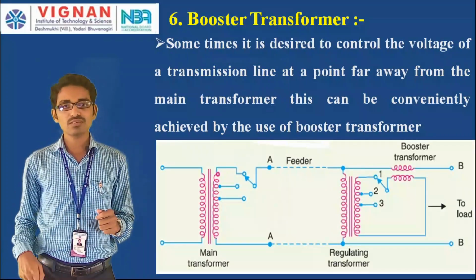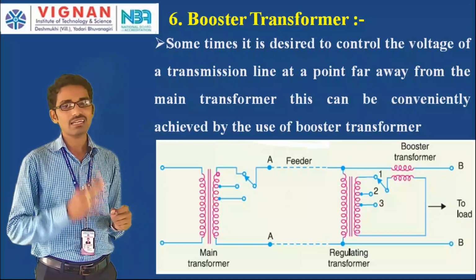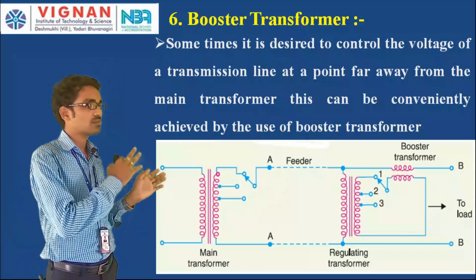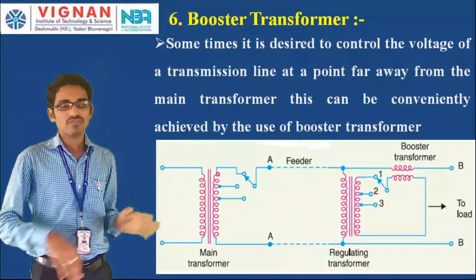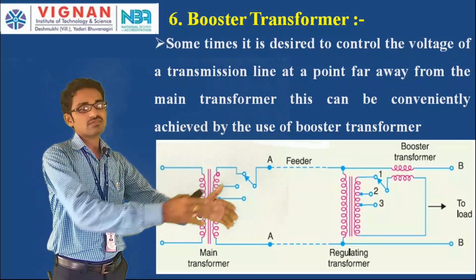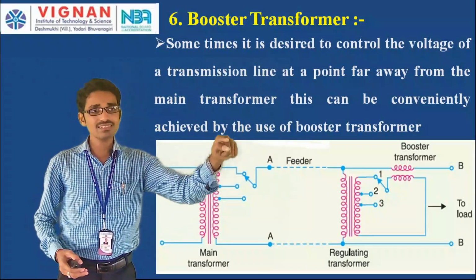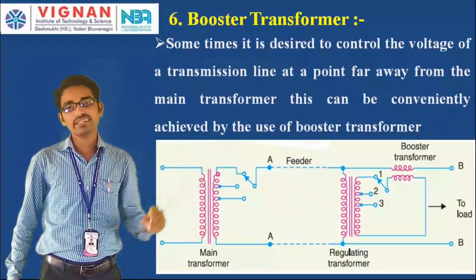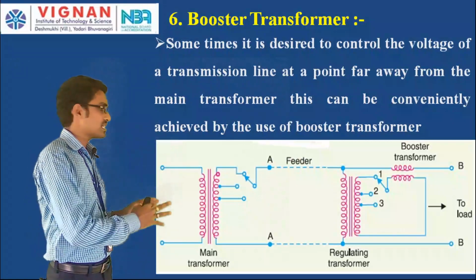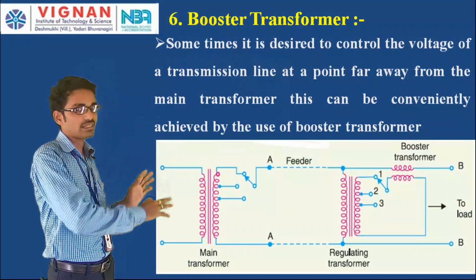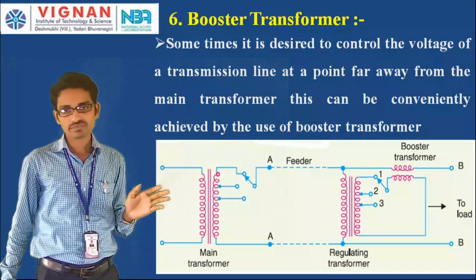Here we are connecting booster transformers in the line to control the voltage. Where you need to control the voltage, in that line you connect the booster transformer in series. We use three main transformers: first a main transformer, another a regulating transformer, and then a booster transformer. The booster transformer is used in series with the line. In practical cases, we connect a main transformer, which is provided with secondary tappings, and then transmit the power through feeders or transmission lines.